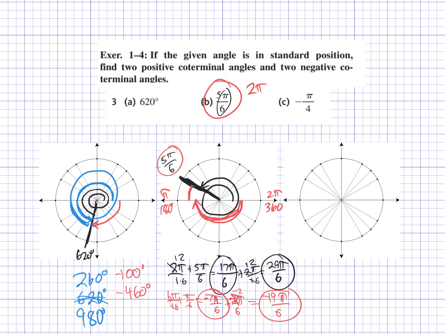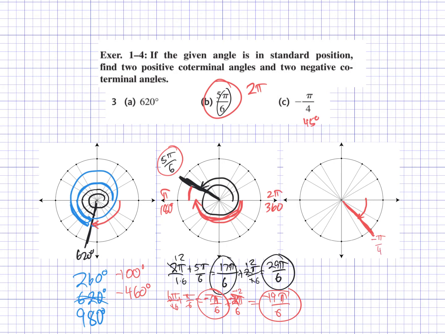All right, negative pi over 4. Let's do negative in red. Halfway, pi over 4 is 180 over 4, which is 45 degrees. So that puts you at this little pi over 4 stem. All the pi over 4s are in the middle ones. All right, so this is negative pi over 4.